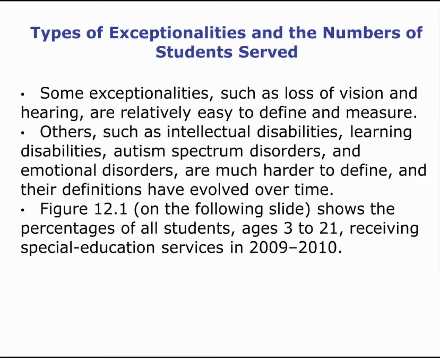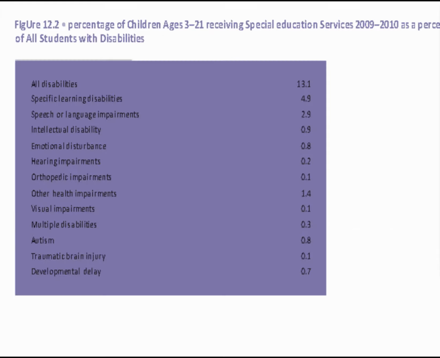But if we look at figure 2.1, which we'll look at in just a second, it shows the percentage of children from ages 3 to 21 who were receiving services in special education in 2009-2010, but it hasn't changed really that much. So for all disabilities, 13.1% of the population in schools have some sort of disability. So if you have a class of 20, you're going to have a little over 1.5. Typically right now in most of the schools I see, if you have a class of 20, you usually have 2. So it's ranging between 10 and 20%, which is about 13.1%.